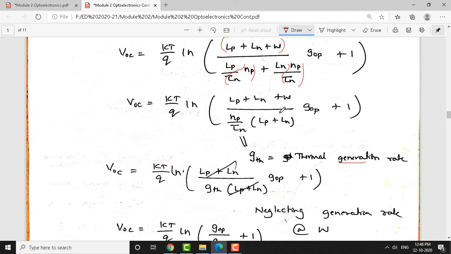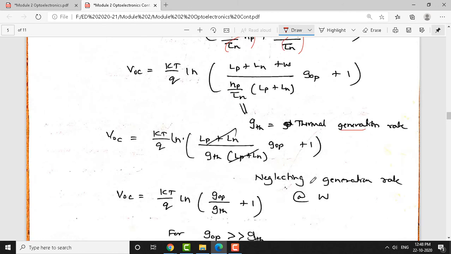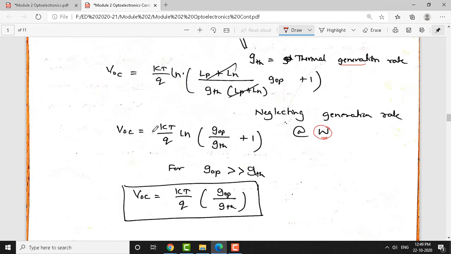In the numerator we have done some approximation here. We are going to neglect the generation rate in the depletion region, because the depletion region is very small. So, rarely do we see charge carriers within this depletion region, even though we explained 3 different parts in the p-n junction. If you neglect W in this equation, you are left in the numerator with Lp plus Ln, and this cancels with the denominator Lp plus Ln, and you look at here, now we have only this equation.